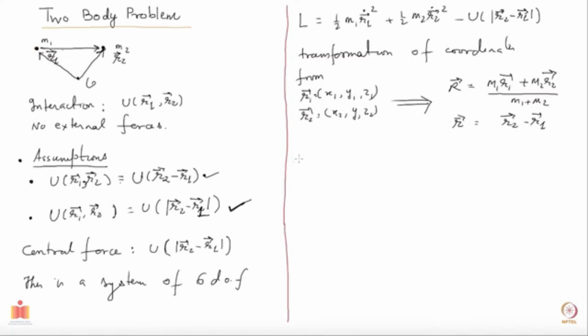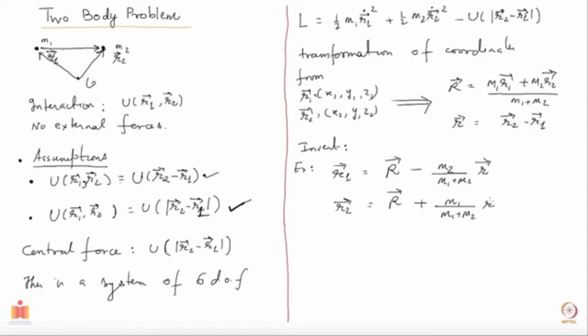But before we do that, let's invert this and write down r1 and r2 in terms of capital R and small r. Please do this exercise and verify, please check that what I'm writing is correct. r1 you can write as the location of the center of mass, minus m2 over m1 plus m2 times this small vector r, which is the separation vector, and then your r2 is capital R plus m1 over m1 plus m2 times r.